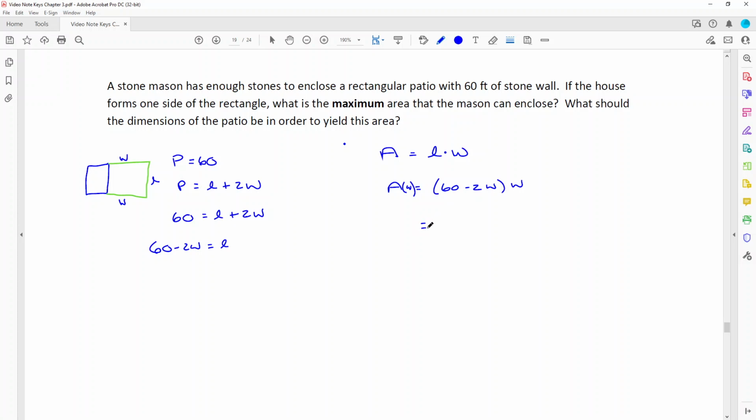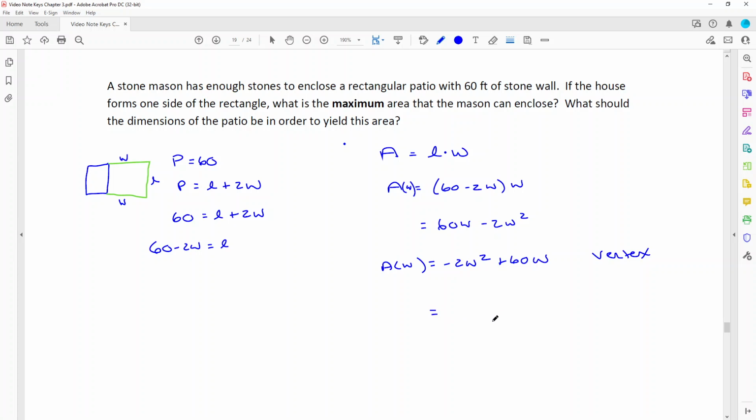So now if you feel okay from there, you're going to simplify, and then find the vertex. So I'm going to multiply the W through. I get 60W minus 2W squared. I get negative 2W squared plus 60W. And this is what I'm going to use to find the max. So the max, again, I'm finding the vertex. To find the vertex, I'm going to again do it by completing the square.